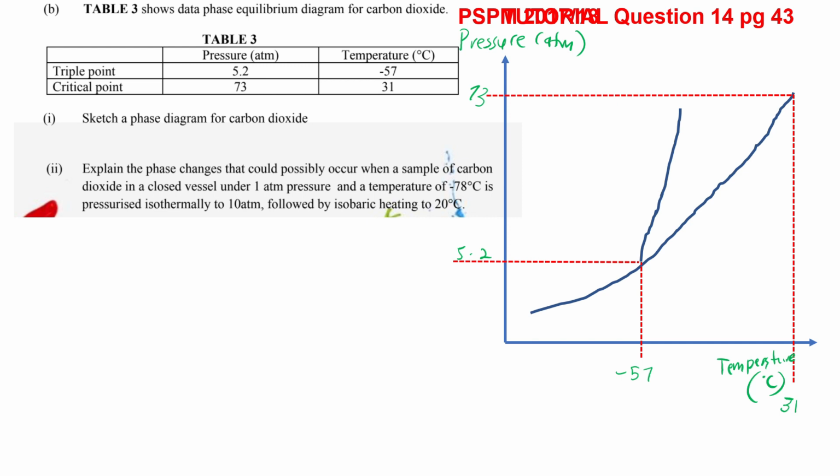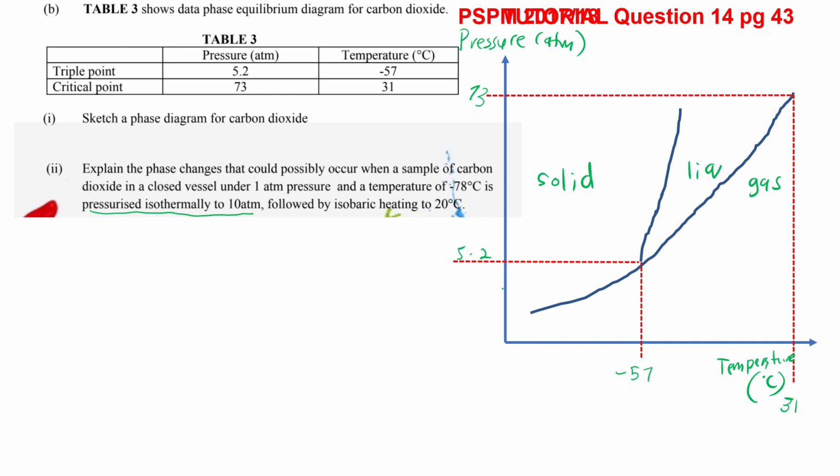Okay, phase changes when a sample of carbon dioxide is pressurized isothermally. So pressurized isothermally to 10 atm. Okay, so label dulu sini solid, liquid and gas. So di mana kawasan yang under 1 atm? Okay, 1 atm sini, somewhere here.